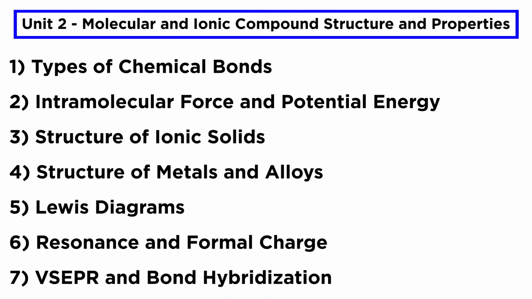With atomic structure and properties understood, it's time to look at the different types of compounds so we can better understand their structure and properties. Here we will review the types of chemical bonds, intramolecular force and potential energy, the structure of ionic solids, as well as metals and alloys, Lewis diagrams, resonance and formal charge, and then VSEPR theory and bond hybridization.